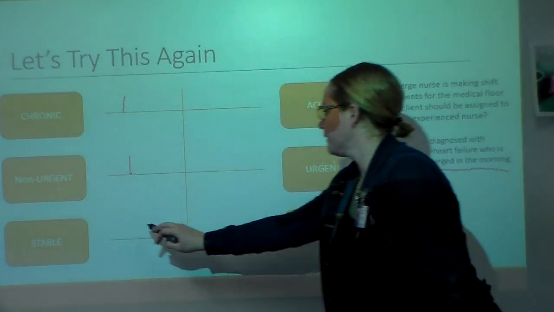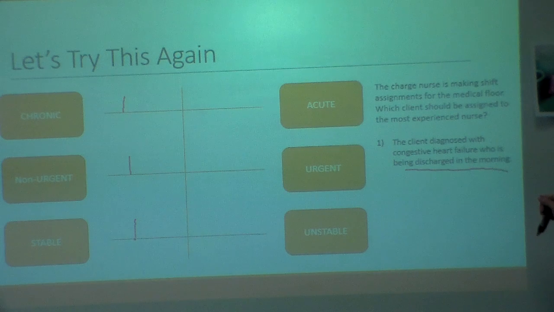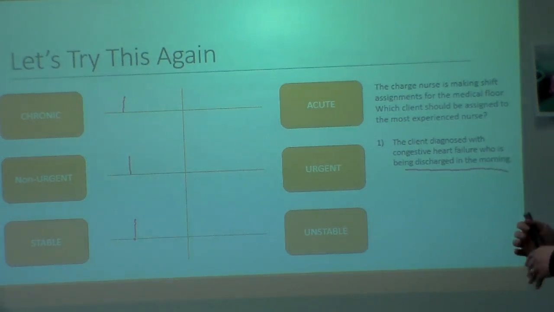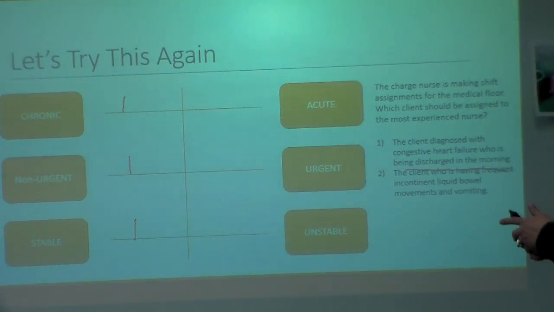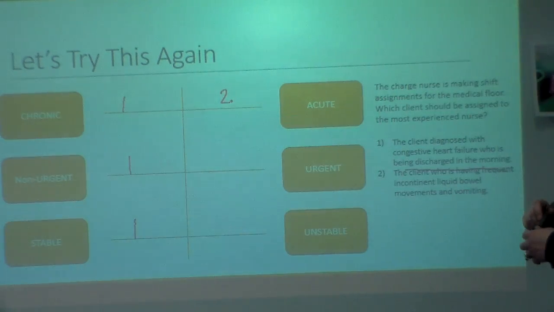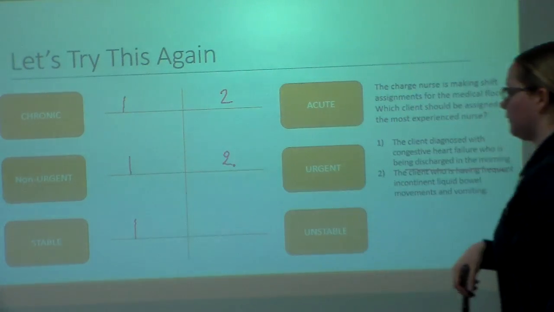So I would say, what if though I said the client diagnosed with congestive heart failure who is just being admitted to the floor? That changes things, right? That would be chronic, urgent, unstable, because they're just newly being admitted. The client who is having frequent incontinent liquid bowel movements and vomiting. Acute or chronic? Acute. Non-urgent or urgent? Stable, unstable?